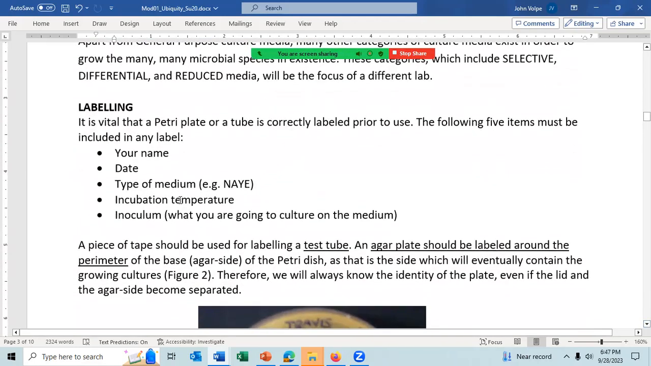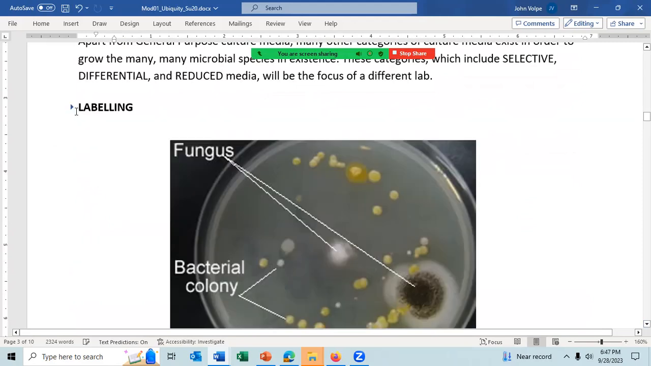Whenever you're growing things in the microbiology lab, it must be appropriately labeled.